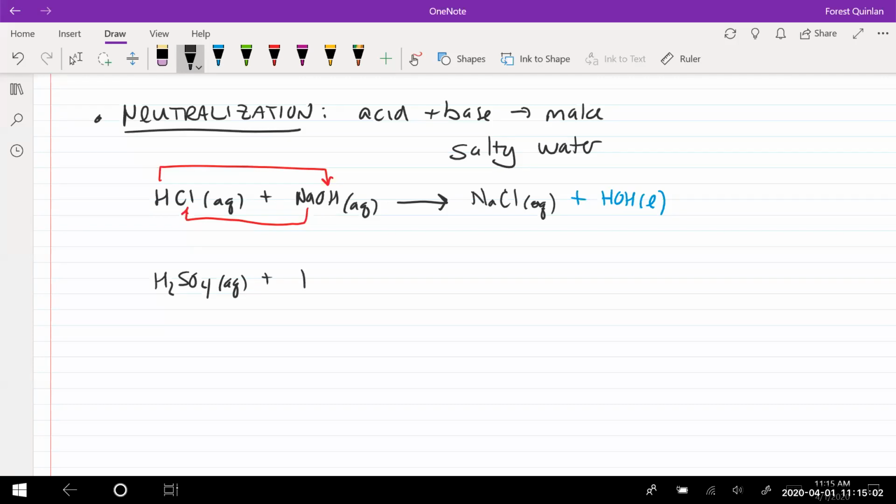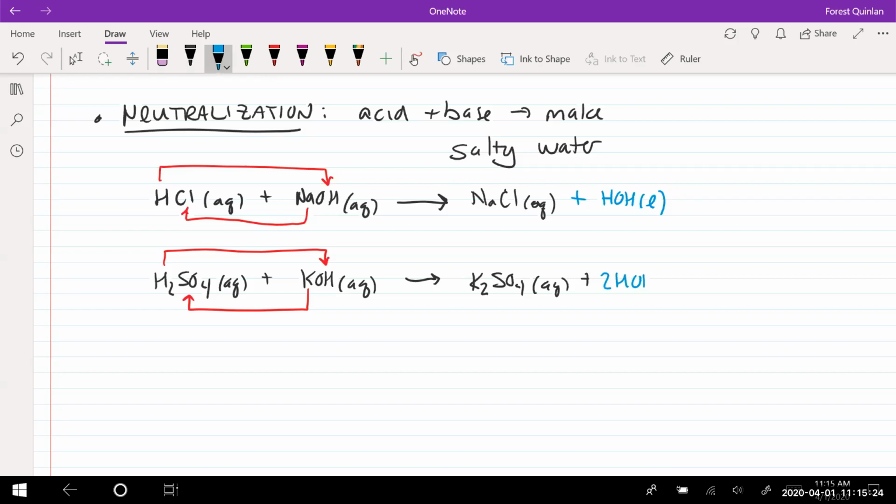Plus potassium hydroxide, KOH, aqueous. On the other side, again, this is going to look like H to the OH and the K to the SO4. I'm going to go ahead and, spoiler alert, it's K2SO4, aqueous, and a couple of HOHs, liquid.